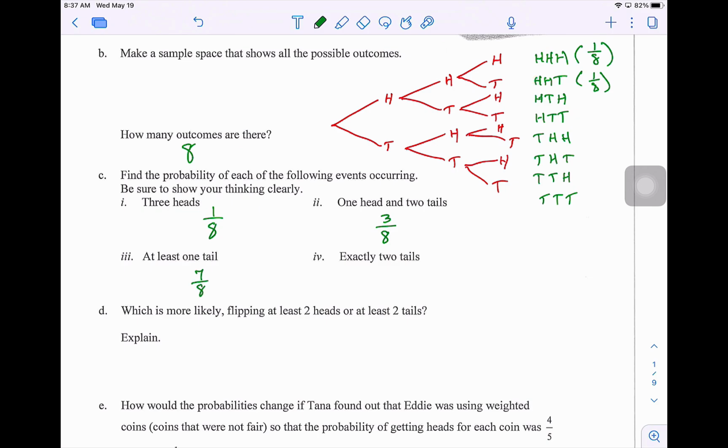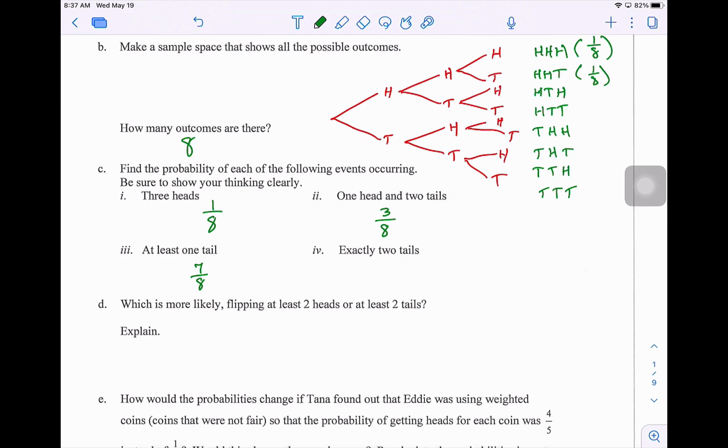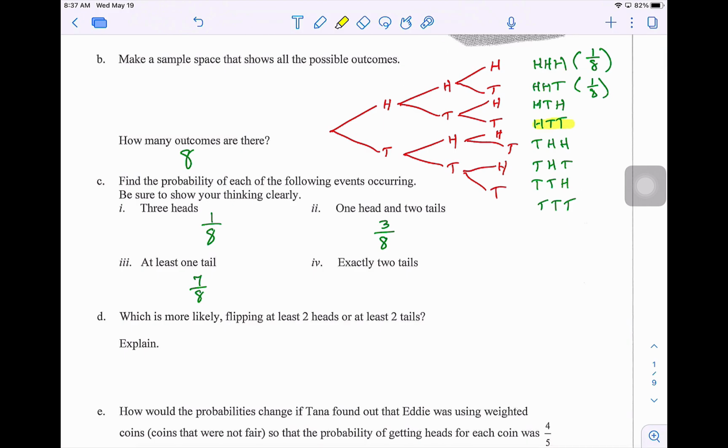And now to finish up the last part with this one, exactly 2 tails. So now we're looking at our sample space here and saying, all right, how many of these have exactly 2 tails? Doesn't matter the order that they arrived in, just that they have 2 tails. So if we take a look, here's 1, here's 2, there's 3. Have exactly 2 tails. So once again, we're at 3 out of 8.